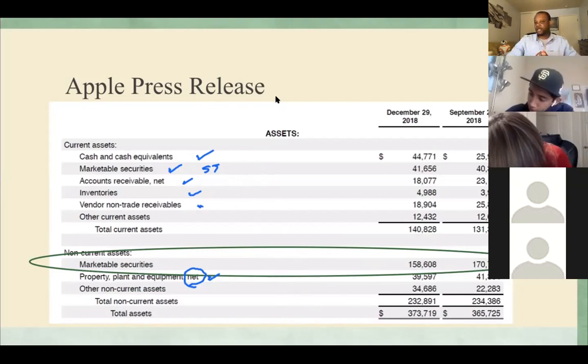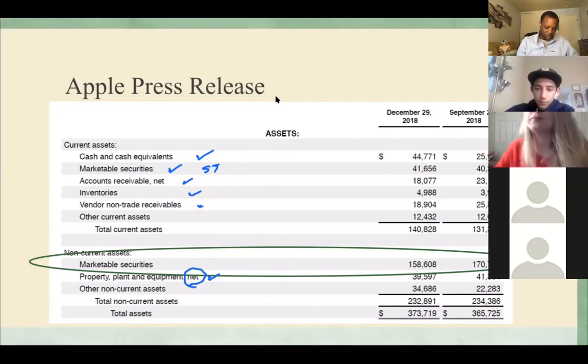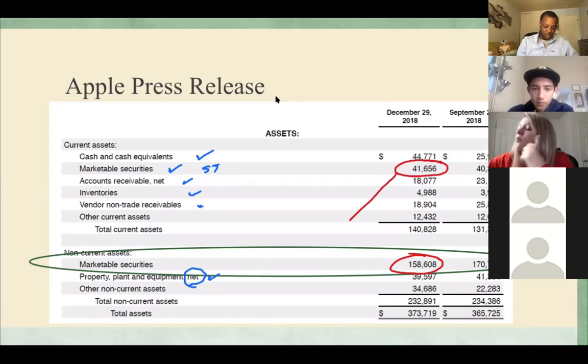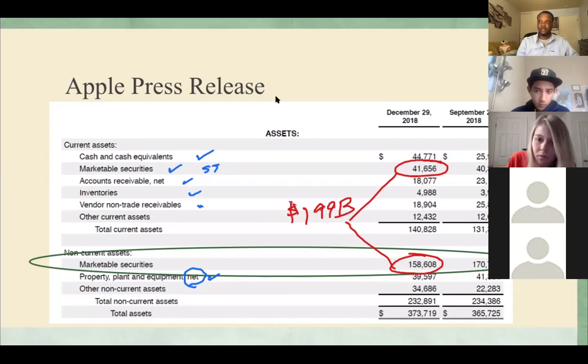So let's just pause and think about that for a second, right? Because they've got 158 billion in long-term investments. Okay. Plus they've got another 42 billion in short-term investments. So that is, oh, someone help me out, $199 billion. Yes. Yes. $199 billion. I got 200. Is that 200? 200,264. Okay. 199, 200 billion.